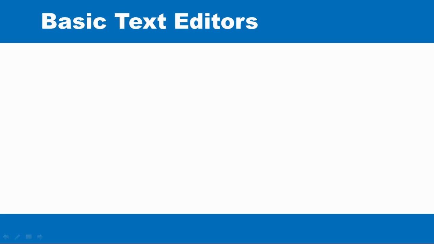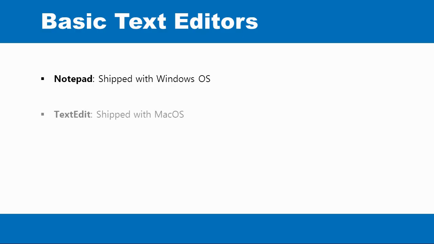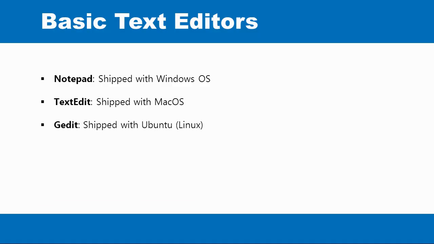Let's take a look at some basic text editors shipped with their various operating systems. So we've got Notepad, which is shipped with Windows operating system. We've got TextEdit, which is shipped with Mac OS, and we've got Gedit, which is shipped with Ubuntu, which is a variant of the Linux operating system.